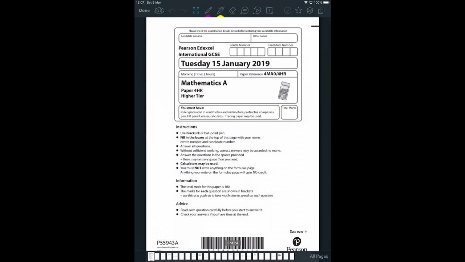This is going to be a full walkthrough of the January 2019 4HR paper. As always with these walkthroughs, you should be attempting the paper in its entirety first before using any of this walkthrough. The most value from the question is from you attempting it blind yourself. Without further ado, let's start.